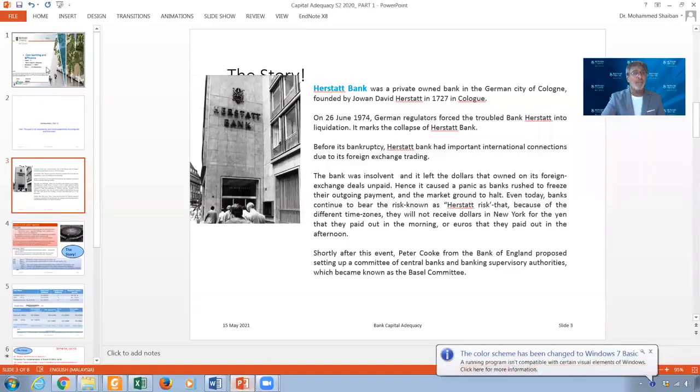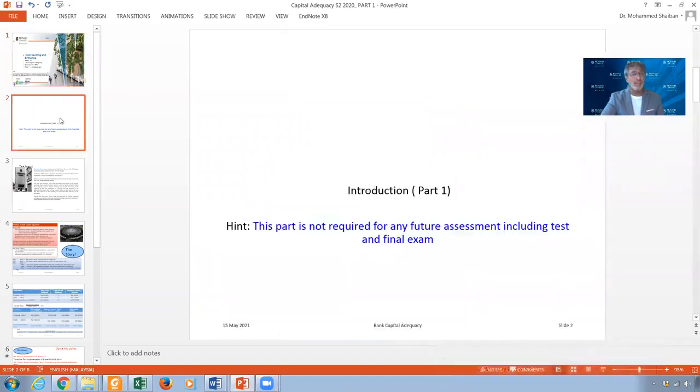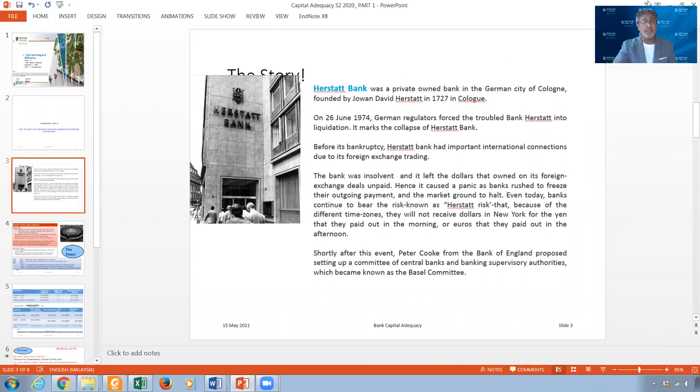Now, having said that, please allow me to give you some introduction about capital adequacy and how it comes to the picture. So this is part 1 of this week. And as I mentioned, this part is not required for any future tests or exams. I just want to tell you the story of Basel and how it comes to the picture and why banks are applying it.